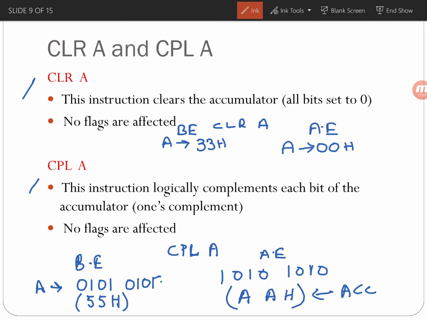So this is part 1 of the logical instruction group. In the second part we'll go with the rotate and the swap instructions.